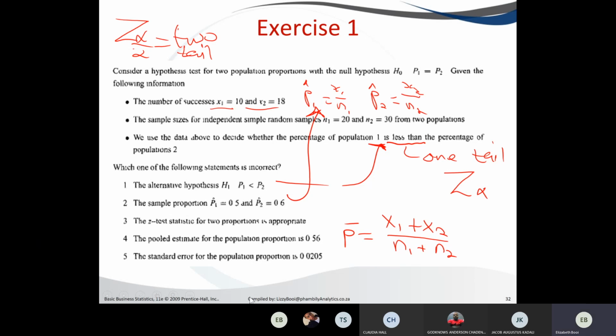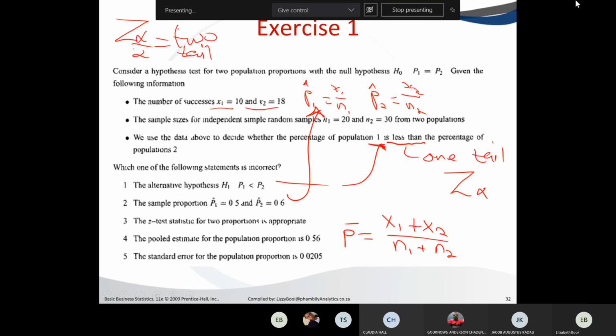Okay, any question? If there are no questions, then we can look at the confidence interval. Do you have any question? Is there a light at the end of the tunnel? Or is there still a long way to go?